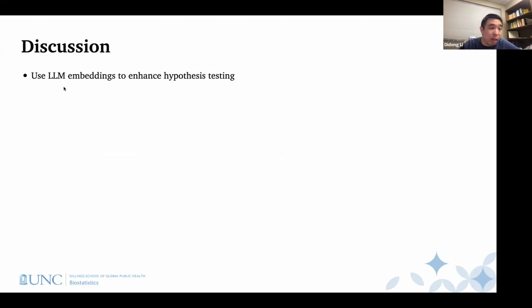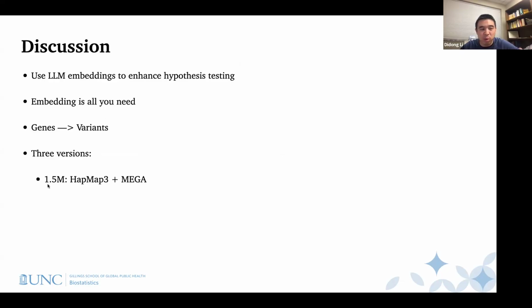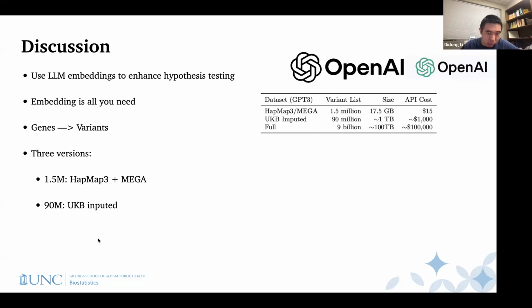To summarize, we discussed how to use LM embeddings for hypothesis testing. Embedding is really all you need. We discussed 2 versions, genes and genetic variants. For the genetic variants, we have 3 different versions. One is UK Biobank with 1.5 million SNPs. Another is UK Biobank imputed with 90 million. The other is the human genome with 9 billion. For the first 2 versions, we used OpenAI embedding where we paid about $1,000. We have a grant from OpenAI. And for the whole human genome, we have about 9 billion embeddings. The estimated cost is about $100,000.